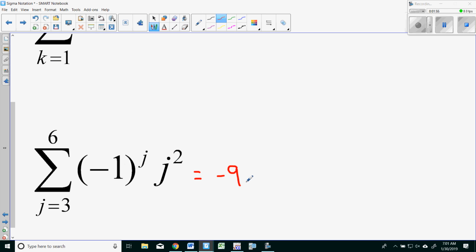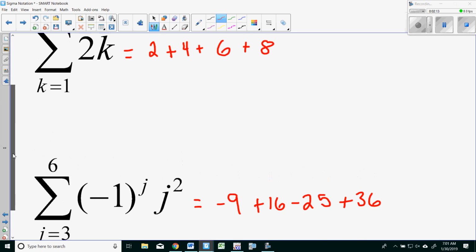When I put in a 4, I get a positive 4 squared, which is 16. When I put in a 5, I get a -5 squared, which is -25. And finally, when I put in 6, I get a plus 36. So that's just expanding the sigma notation, kind of reviewing how we did that.